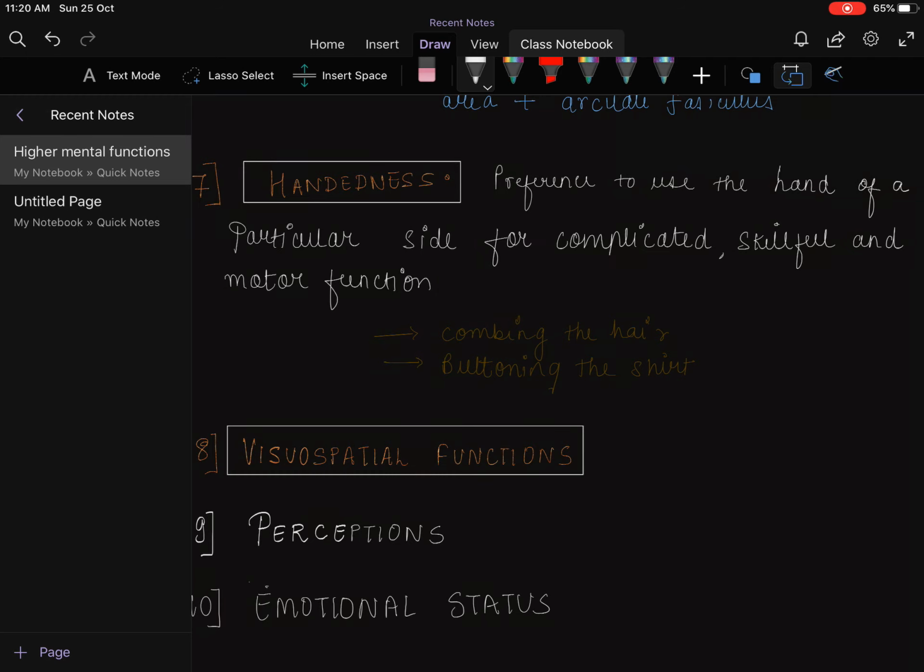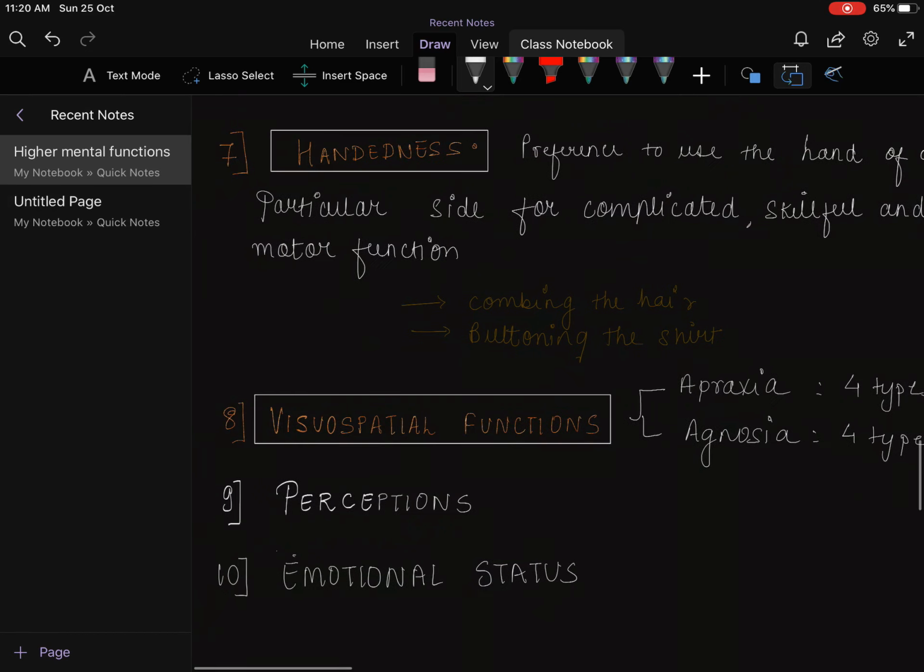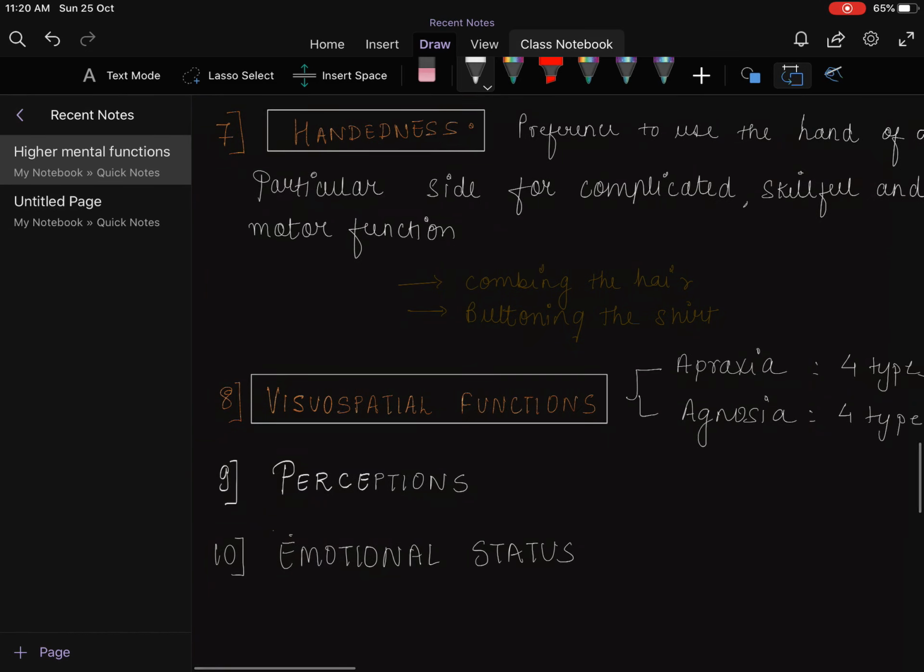So that was visuospatial function. We covered apraxia, and we also covered agnosia. Both have four types, and if you know more types of them, please do comment in the comment section.